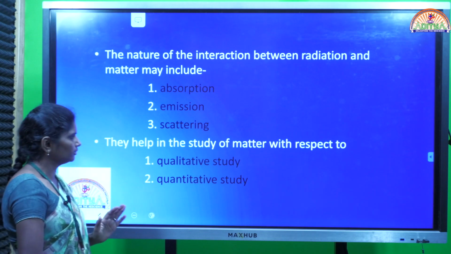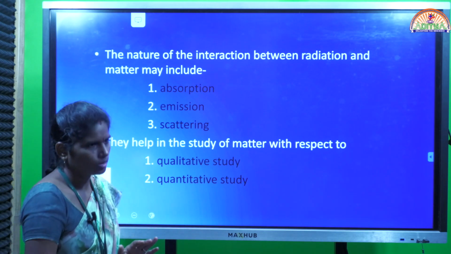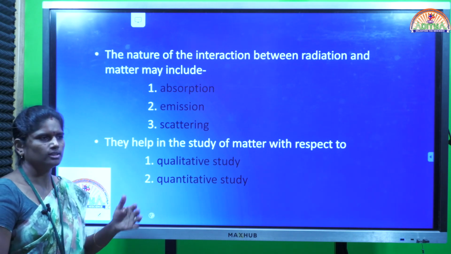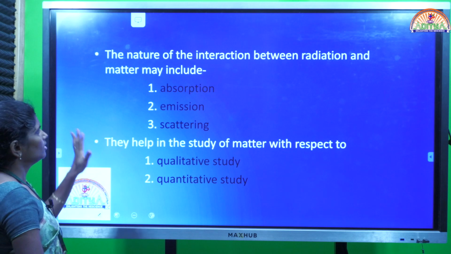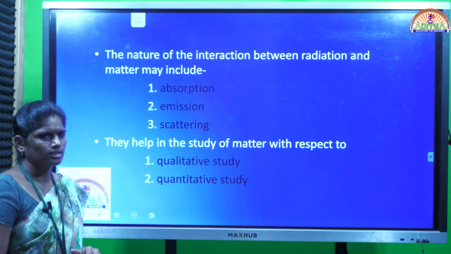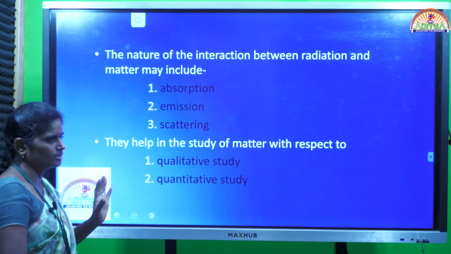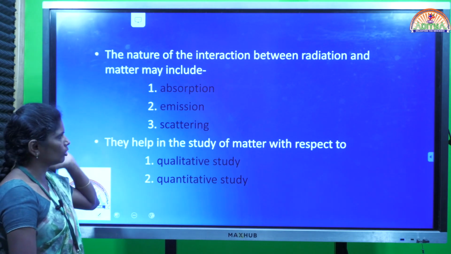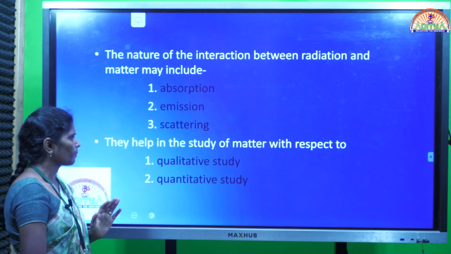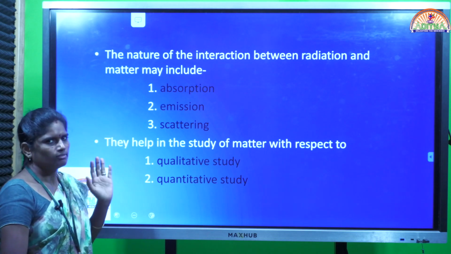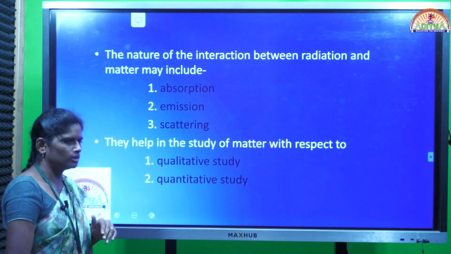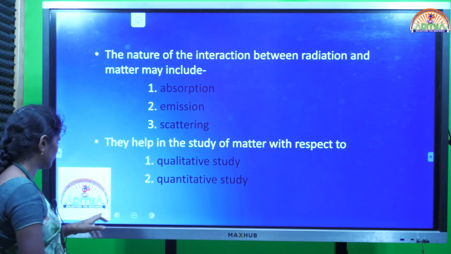So here are the various kinds of phenomena which happen upon interaction of EMR with matter. The nature of interaction between the matter and EMR may result in any one of these phenomena, such as absorption of radiation, emission of radiation, or scattering of radiation. And this phenomenon will help us in studying the matter with respect to qualitative and quantitative purposes.